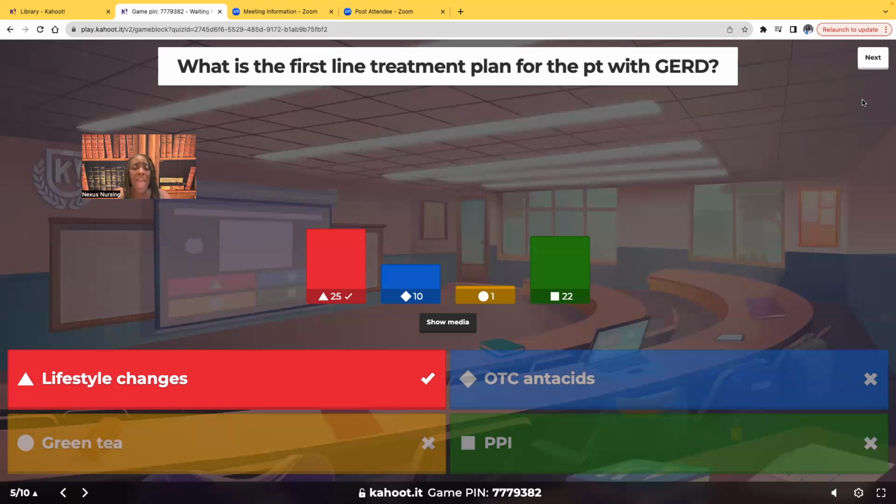Now, after lifestyle changes, if that doesn't work, then we'll have to place the patient on medications, and usually the first choice is going to be, which I saw 22 of you guys chose, a PPI. It's either going to be a PPI or an H2 blocker, depending on the patient's condition. Again, you're going to have to read the question very closely, see what's going on with the patient to see what you're going to prescribe for that particular patient. But it's going to be lifestyle changes first, and then PPIs or H2 blockers.